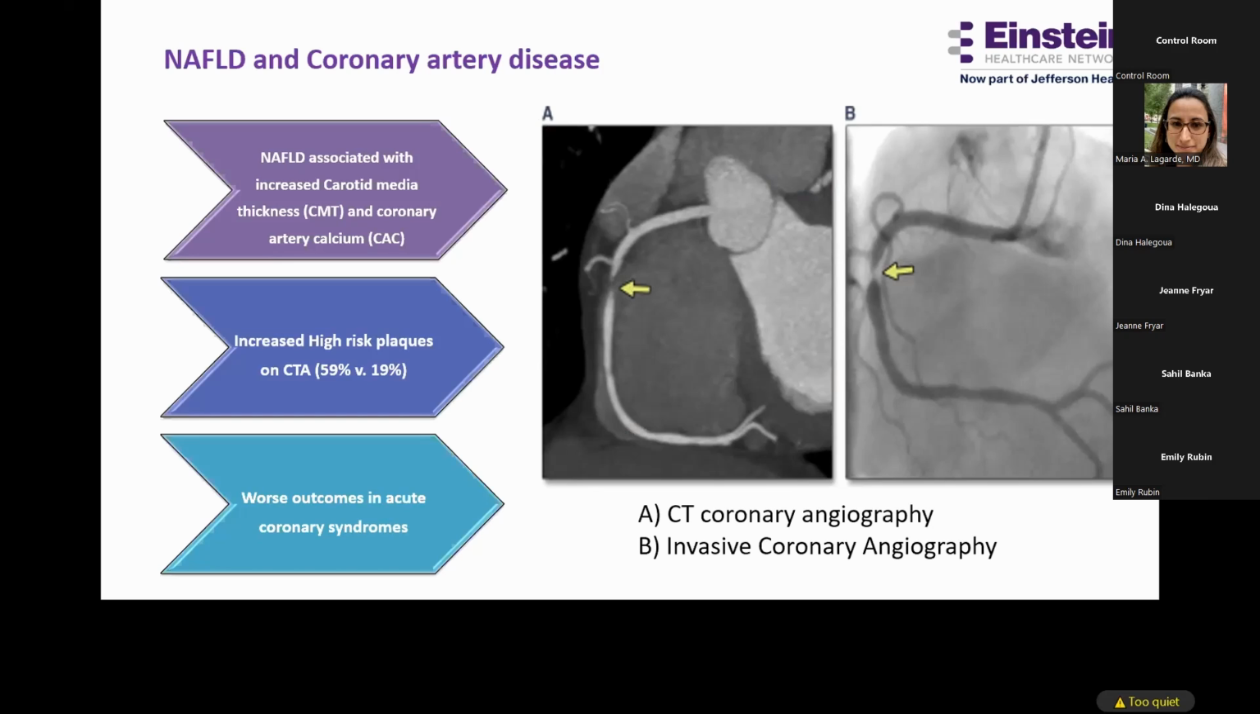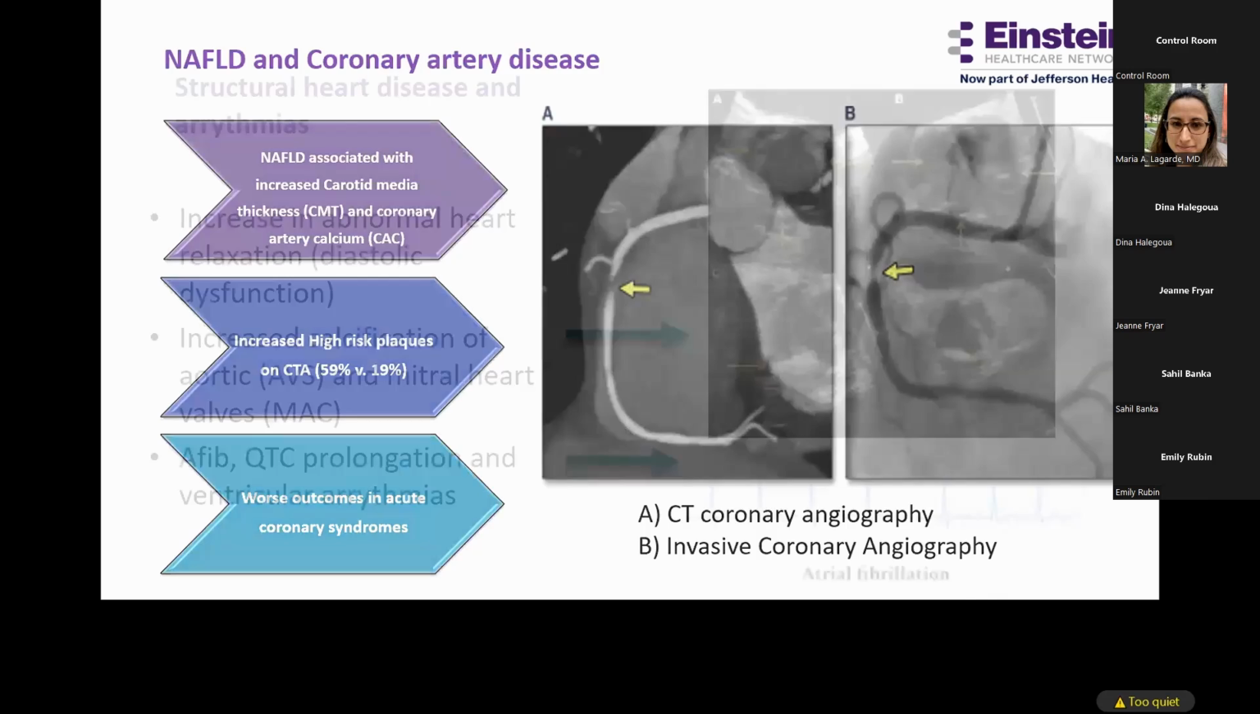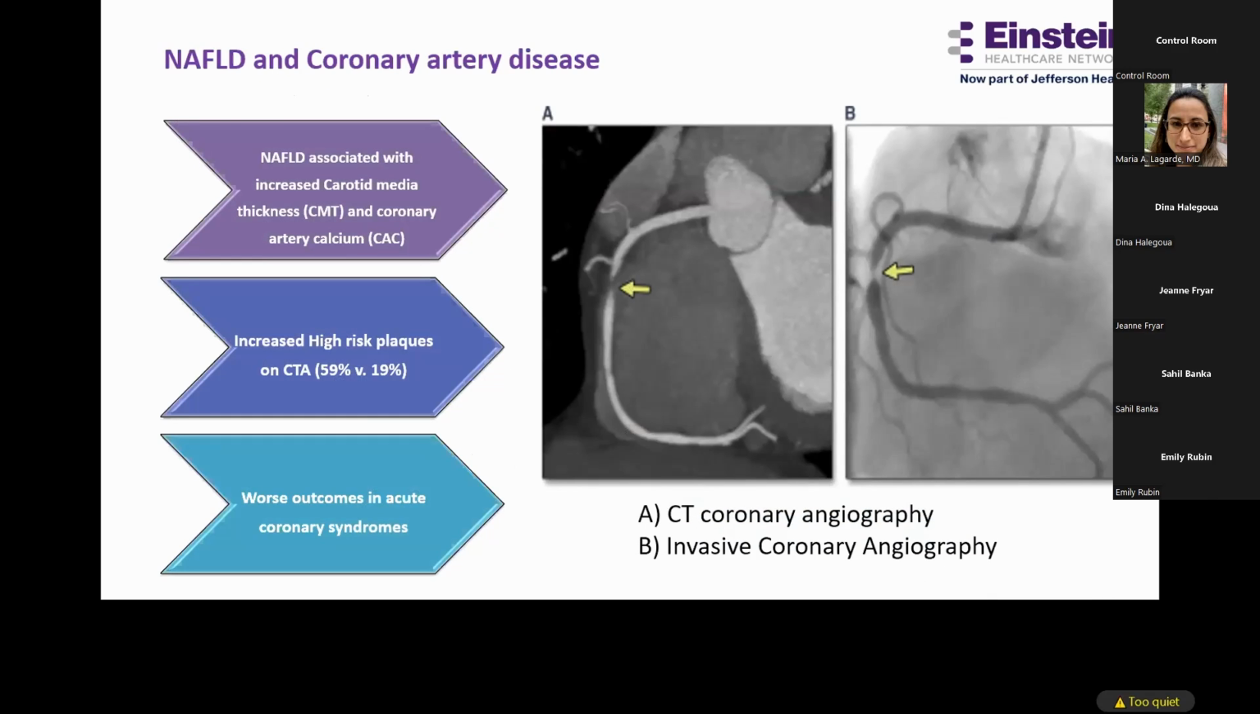But they also notice that patients who have fatty liver disease have higher risk plaques, meaning these plaques, like I mentioned before, are a little bit more unstable and more inflamed. And when patients with fatty liver disease do have heart attacks, unfortunately, they don't do as well. They have a worse outcome.